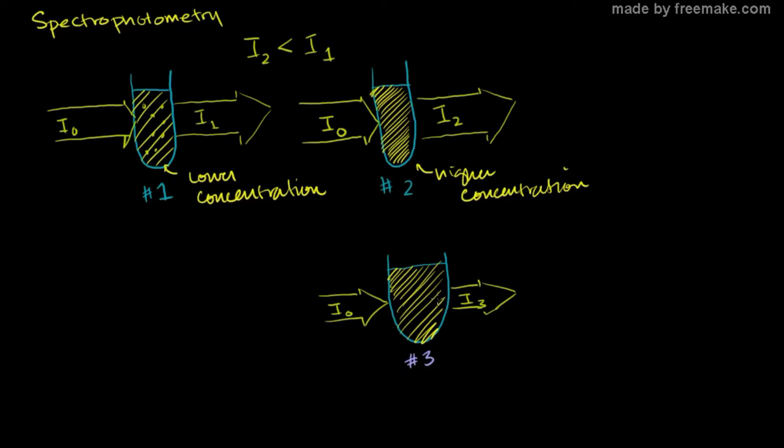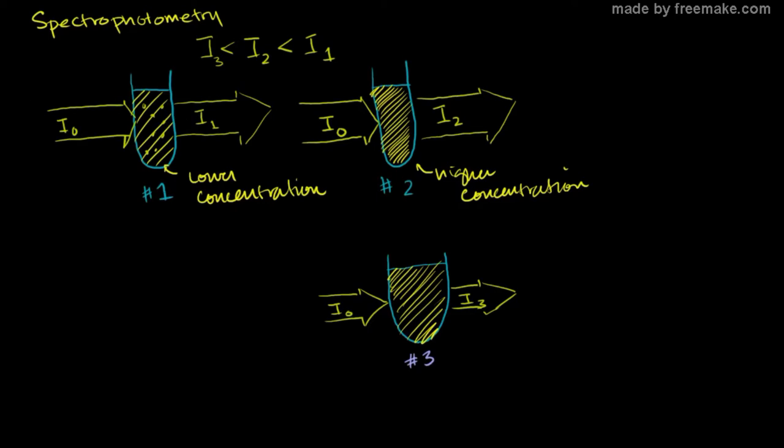So once again, it's going to bump into more molecules, and more of it will be absorbed. And so less light will be transmitted. So I2 is less than I1, and I3 is actually going to be the least. And if you were looking at these, this has the least light. This has a little bit more light being transmitted. This has the most light being transmitted.